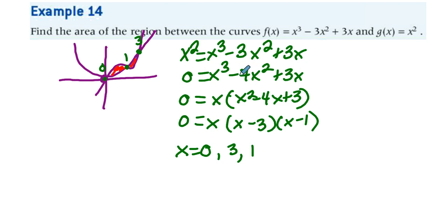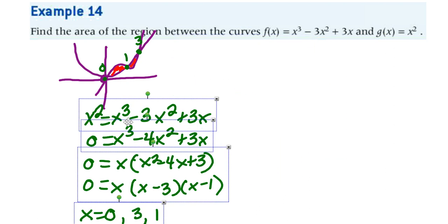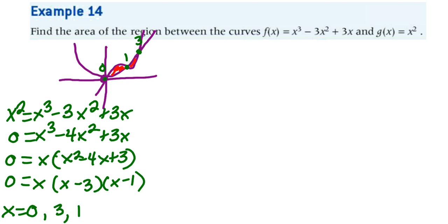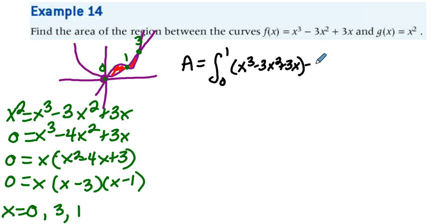So that's all the work I have to do to begin with before I can even set up my integration. So now I'm going to go ahead and move this. I can set up my equation to solve. So in order to find my area, there's going to be two integrals. The first one is this first region here, so that's integrating from 0 to 1. The function that's on top is the cubic, so therefore that is going to be x cubed minus 3x squared plus 3x. And we are going to subtract out the lower one, which is the parabola.